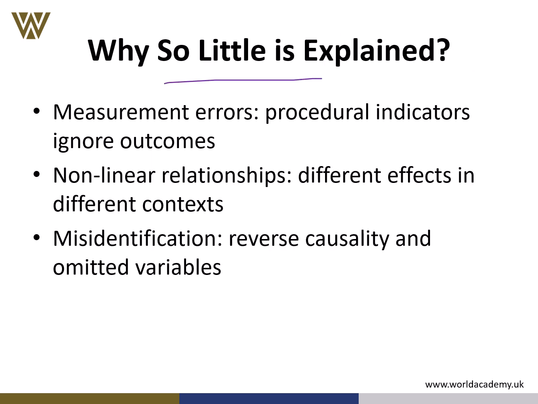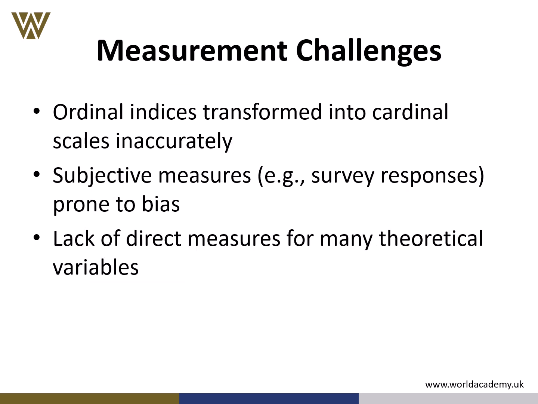Why is so little being explained? Measurement errors. Procedural indicators ignore outcomes, non-linear relationships, different effects in different contexts, misidentification and reverse causality, and omitted variables, and how to go across with it. Measurement challenges: ordinal indices are transformed into cardinal scales inaccurately. Subjective measures, for example survey responses, are prone to biases, with a lack of direct measures for many theoretical variables.